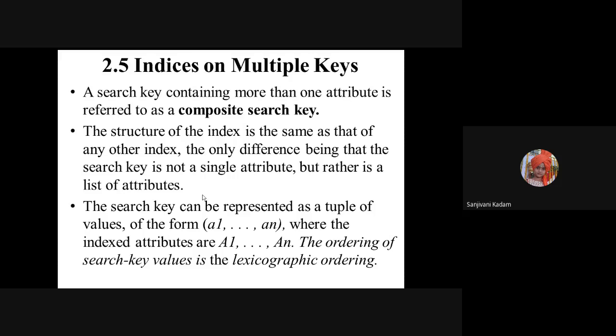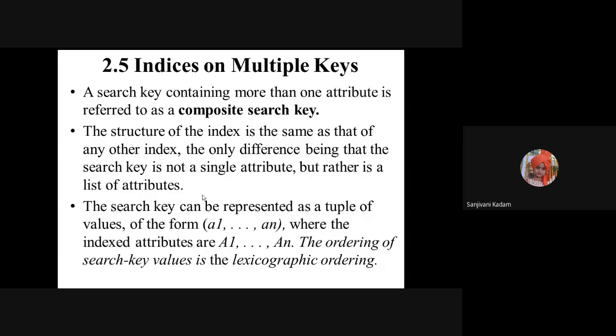Such indices are used whenever we have repeated values on the first attribute. The second attribute will act as a second criterion whenever we are sorting the elements. So okay, let us read the definition. A search key containing more than one attribute is referred to as a composite search key. That means more than one attribute is a part of our index.